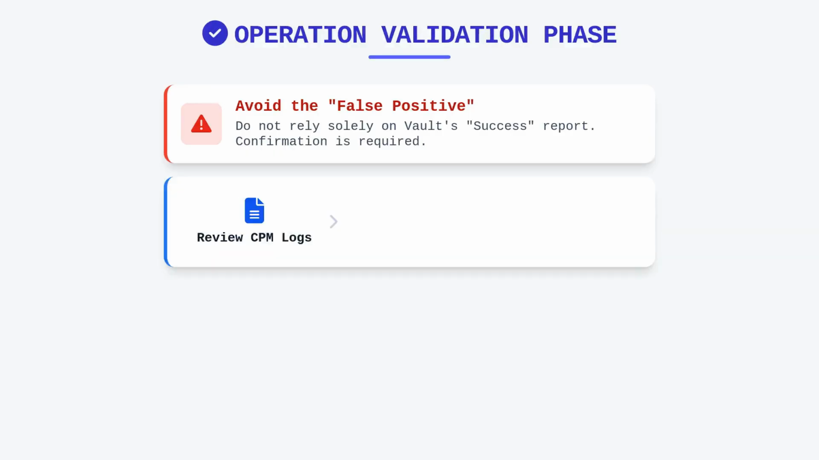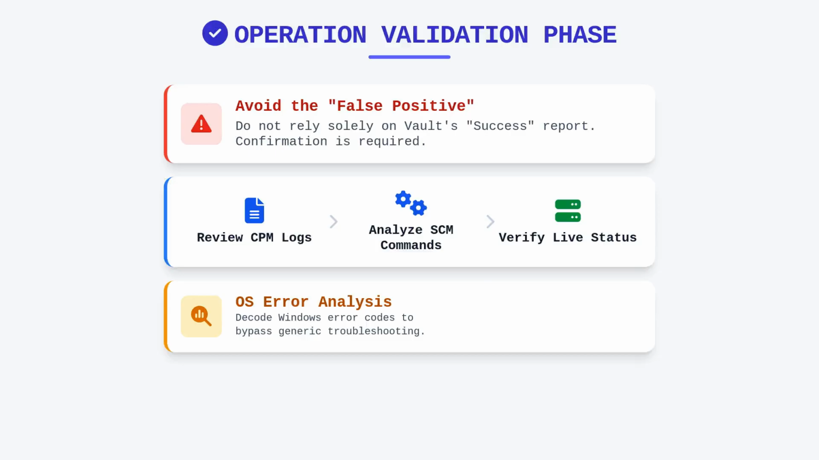This involves reviewing the CPM logs, which detail every step of the dependency refresh, including the specific commands issued to the service control manager. If a service remains in a stop state or fails to start, the log will indicate the specific error code returned by the Windows operating system.